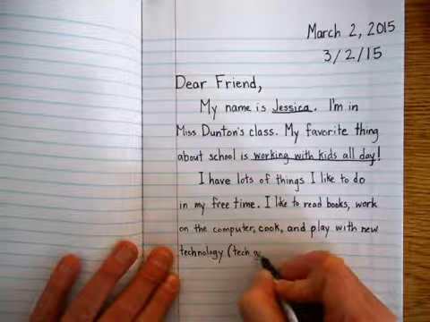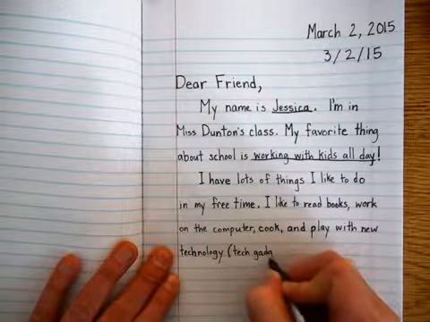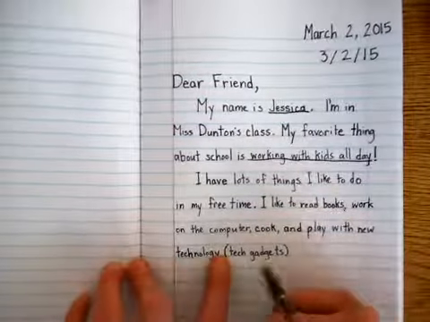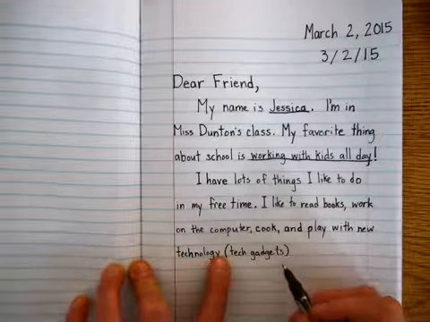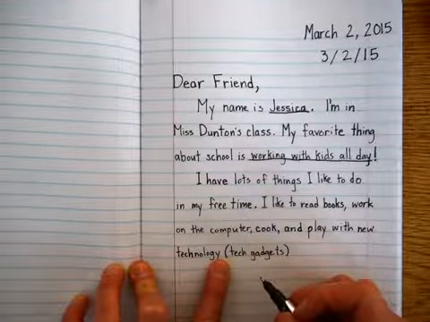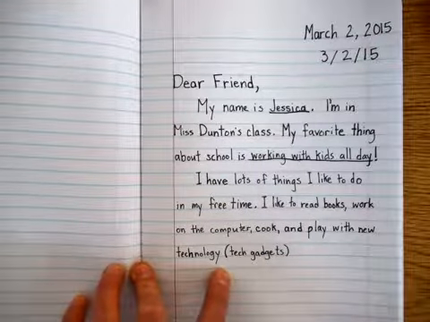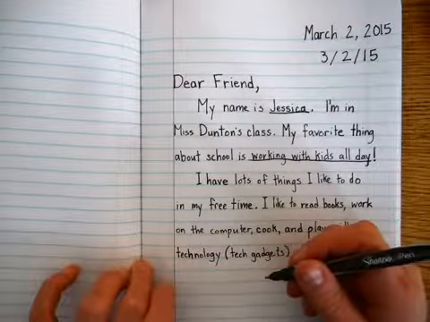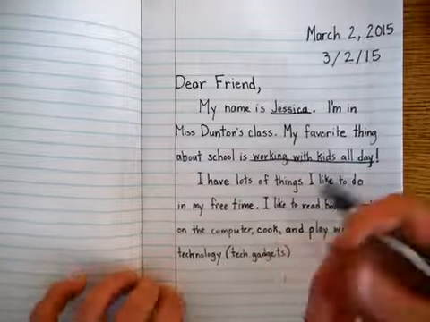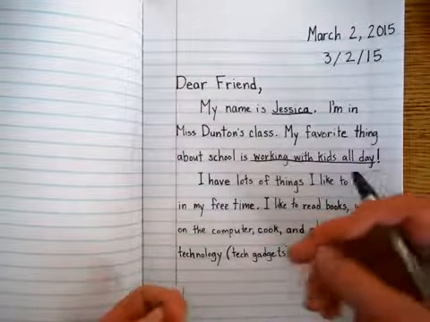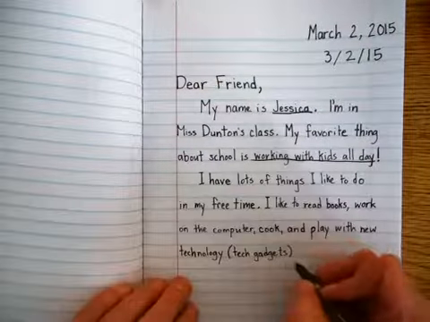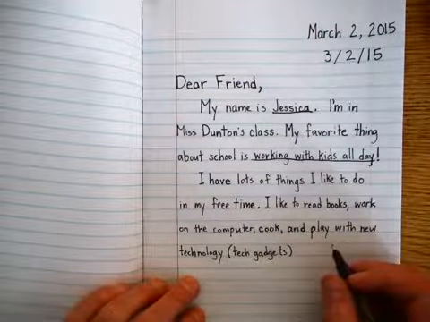Gadgets. Gadgets is a funny word. Tech gadgets. And parentheses I use when I want to help clarify something, when I want my reader to understand a little bit better. Because if I say play with new technology, you might think, what in the world is she talking about? But if I say tech gadgets, you can imagine it's something little that I would hold in my hand and play with and try to figure something out with. Okay? But I don't think I need to clarify much further.